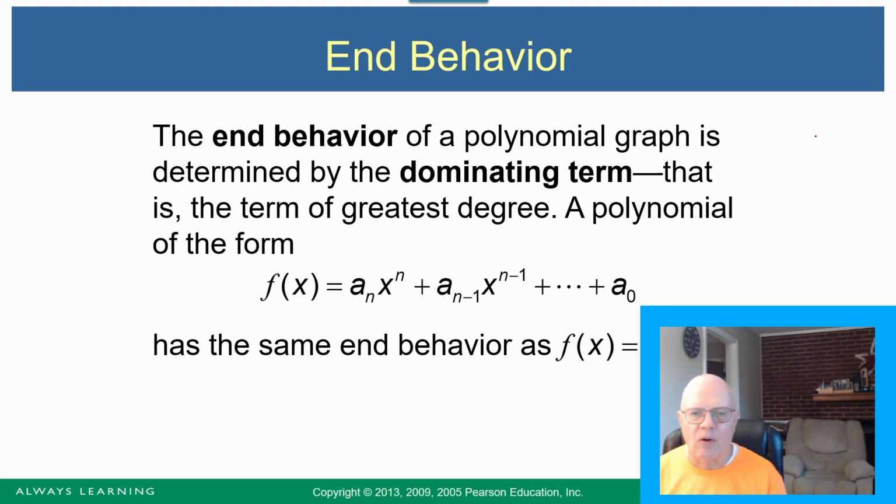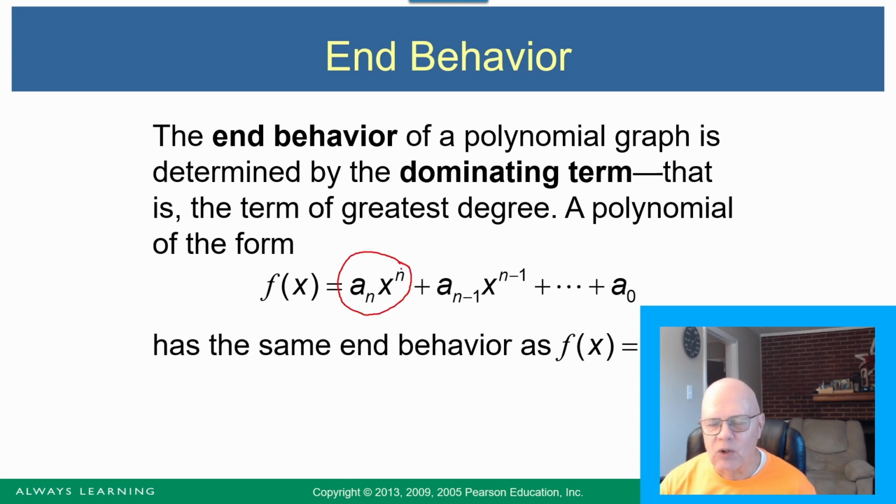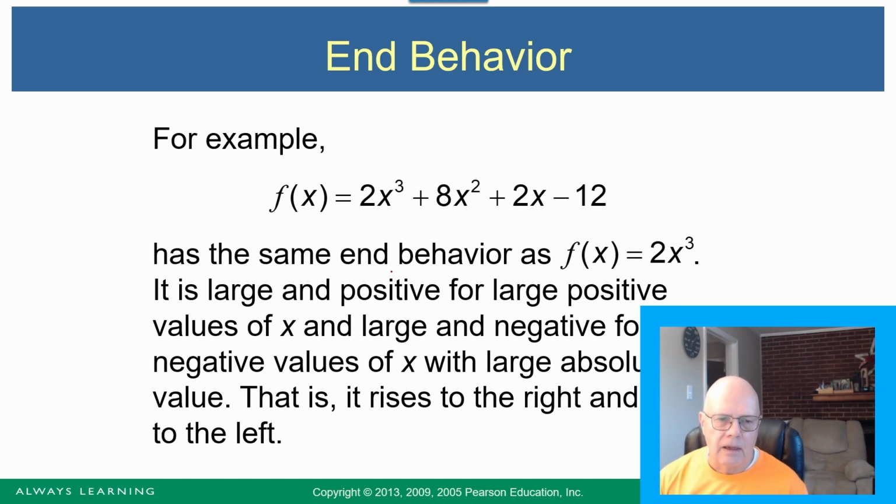The end behavior. Well, this is a nice one. This is really easy. The end behavior depends on if you've got these terms in order of powers of x, decreasing. All you have to do to find out what the end behavior is, look at that first term. And that's going to tell you. The end behavior is going to be determined by the power of x of that leading term.